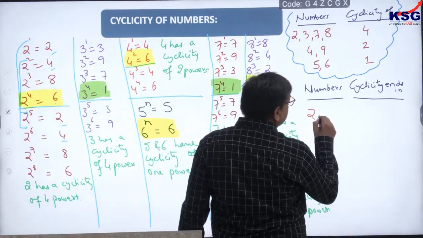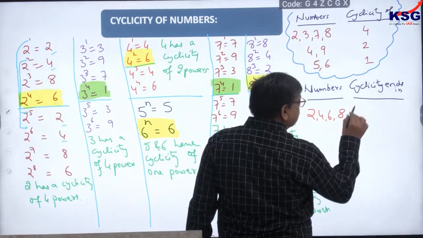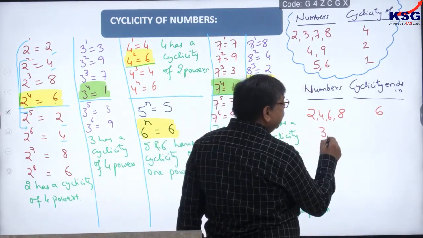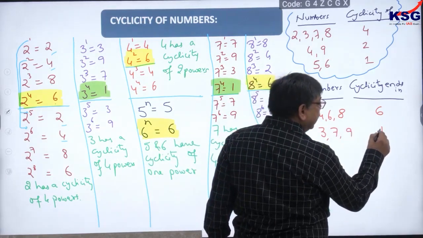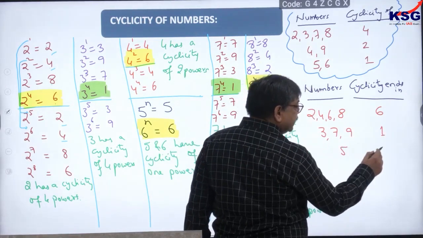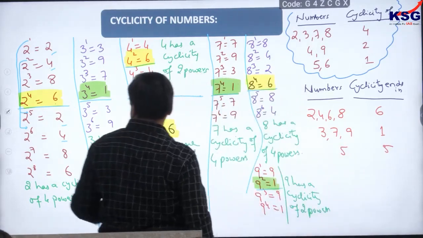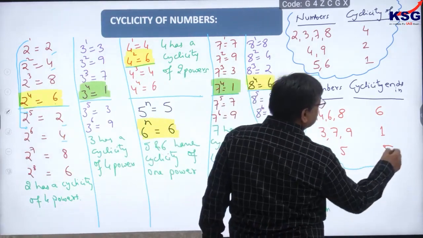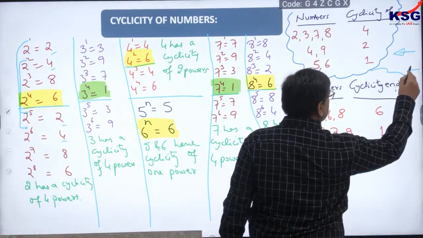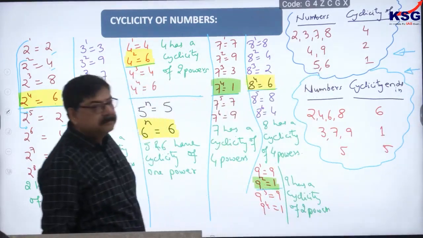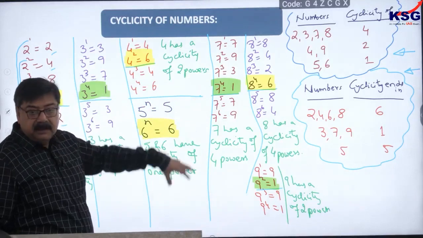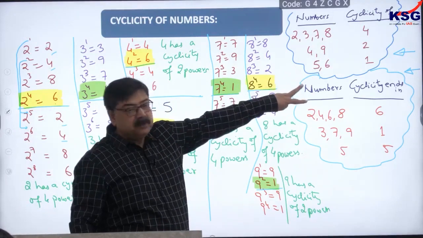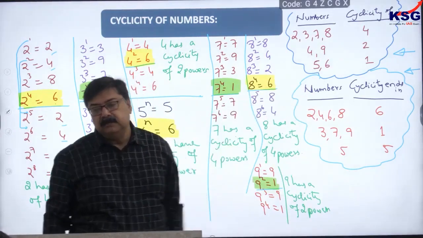So for even numbers 2, 4, 6, 8, cyclicity always ends in 6. For odd numbers 3, 7 and 9, cyclicity will end in 1. And for 5, the cyclicity will end in 5. So this is another cloud that you must remember. These are the two things based on which we have to solve the questions. You don't have to remember all these things, obviously, but these two things you have to remember. Please note these two things down very fast in your notebook.